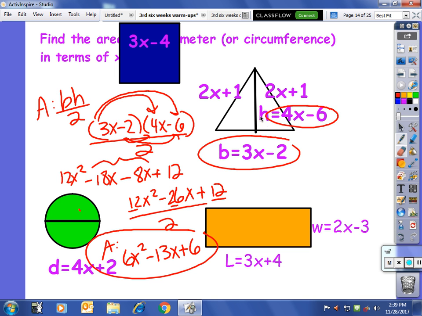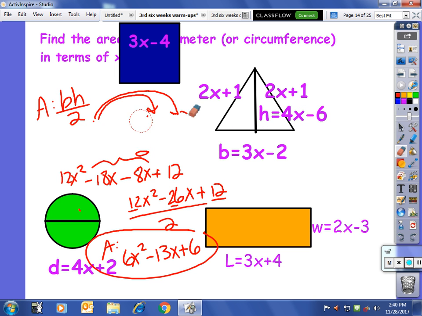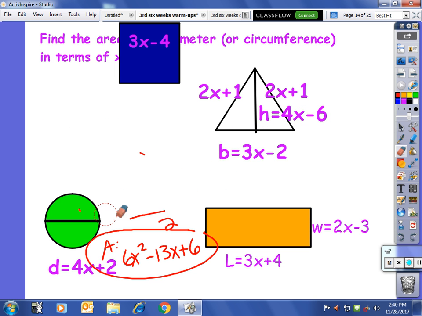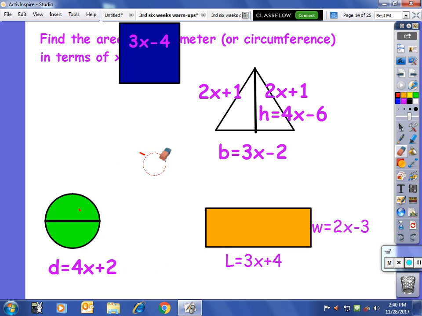Again, perimeter is usually simpler. Perimeter is just add up all of the sides. Please don't include the height in perimeter. Perimeter is always the distance outside a figure. So I need the base and then these two legs.